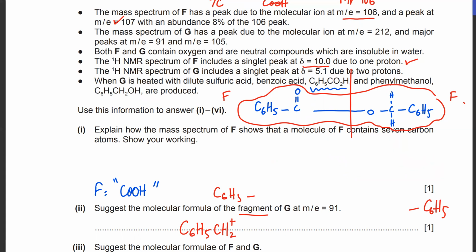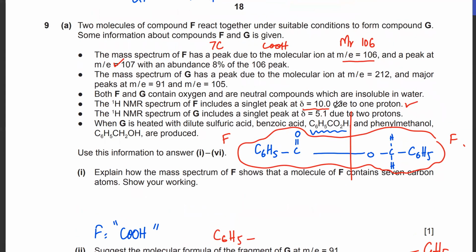And he told us that it's a carboxylic acid, right? He just told us that the H-NMR spectrum of F includes a singlet peak at 10. So it must be a carboxylic acid, and it's got 7 carbon atoms. So the only choice left is that the 7th carbon atom, I'm going to make it a carboxylic acid.